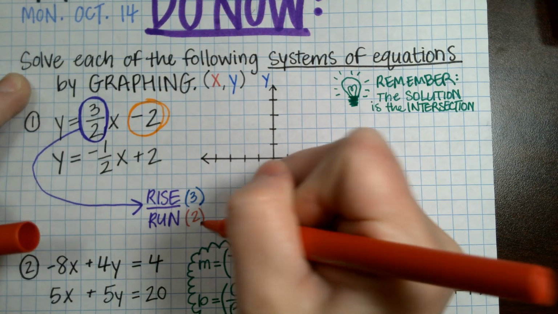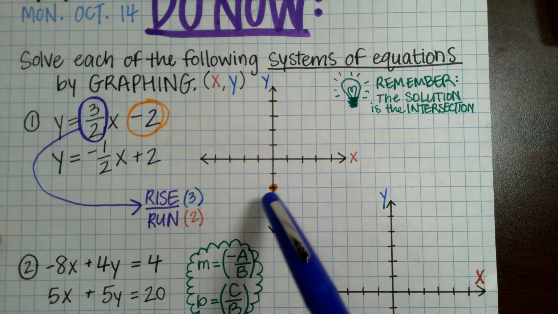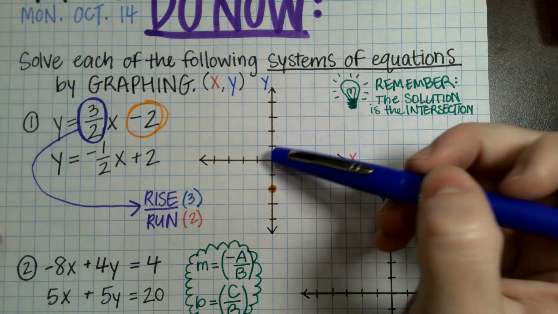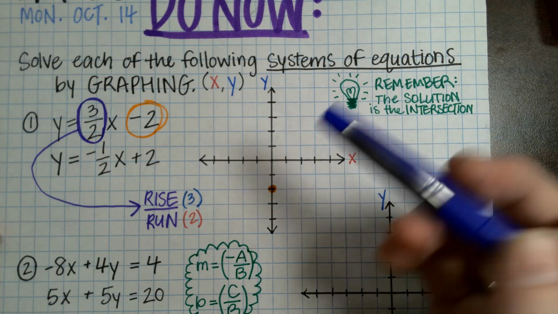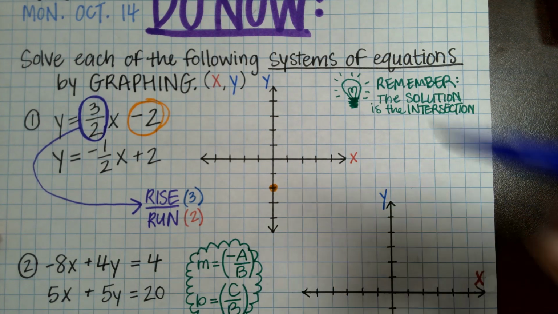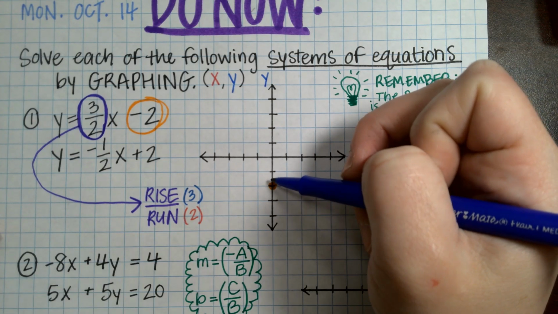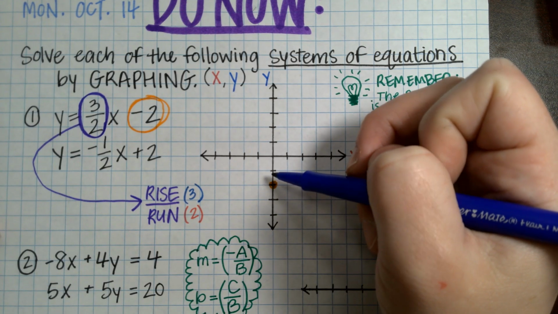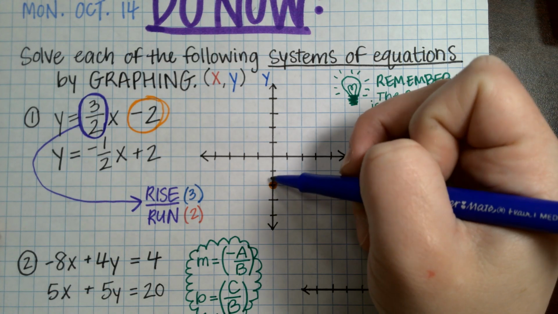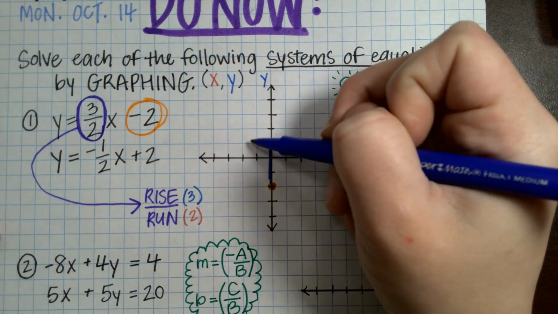Okay, so whenever we use our slope to find a second point, where do we start counting from? Yes, from our y-intercept, from the first point we plotted. We do not start back from 0. Our y-intercept is our starting point. So from my y-intercept, I'll do my rise first. My rise is 3, so I'll be going up 3. 1, 2, 3, right here. Here's my rise.